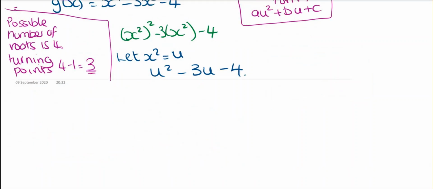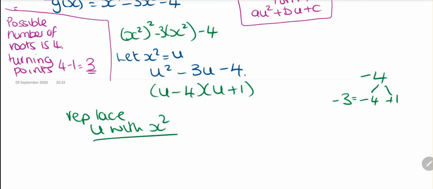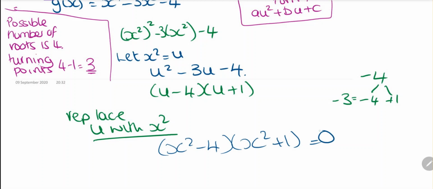So we've got minus 4, and then we need factors that will give us minus 3. So that is going to be minus 4 and plus 1. So we're just going to rewrite this now. So that's u minus 4 and u plus 1. And now we're going to replace the u with x squared. So we're going to have x squared minus 4 and x squared plus 1. And we're going to make this equal 0.